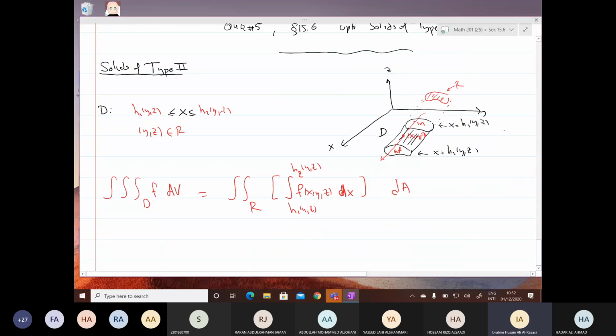What about solids of type 3? It will be a solid parallel to the y-axis. So the solid will be either along the z-axis, or along the x-axis, or along the y-axis. These are the possibilities. Solids of type 3, I will not write it here. It is given in the note. You can look at it in the note or the textbook because it is the same.